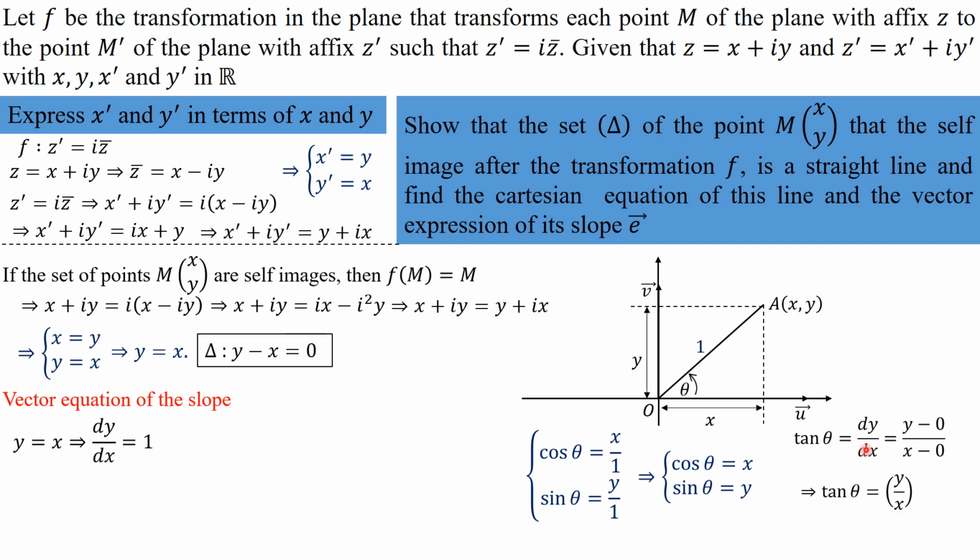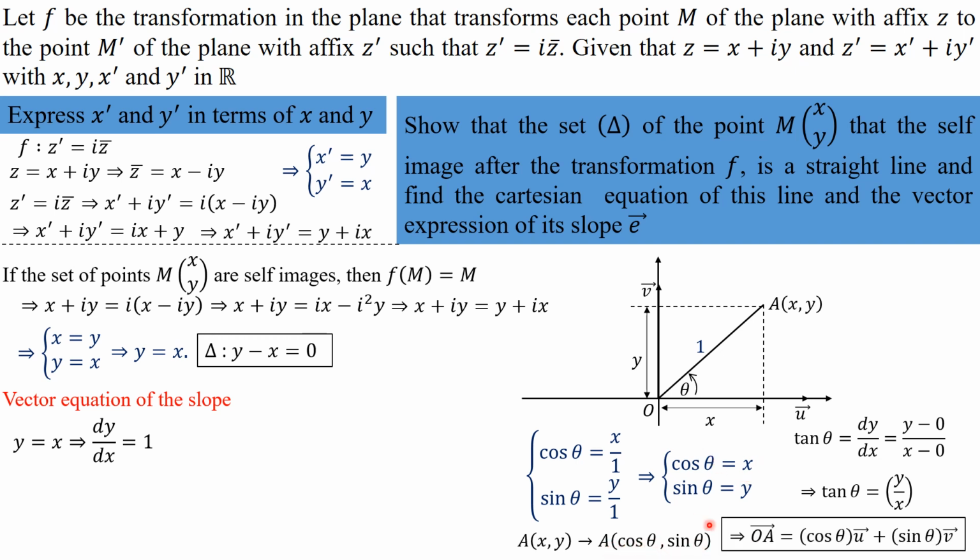So y divided by x is the same as dy divided by dx, which is tan theta. So it means our tan theta is equal to 1 clearly. Alright, so the point A having coordinates x, y can now be characterized by the point A having coordinates cos theta, sin theta, because the x is cos theta and the y is sin theta. So writing the vector form, this OA here is actually the vector expression of the slope.